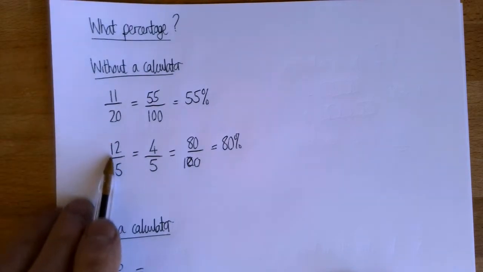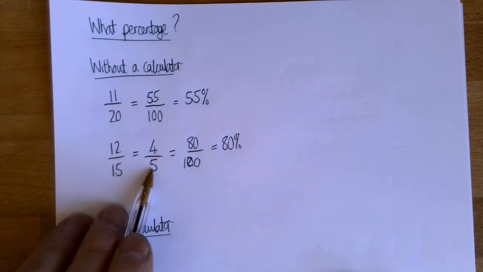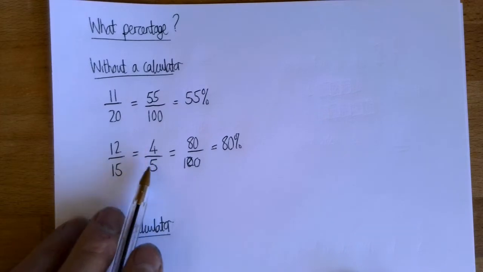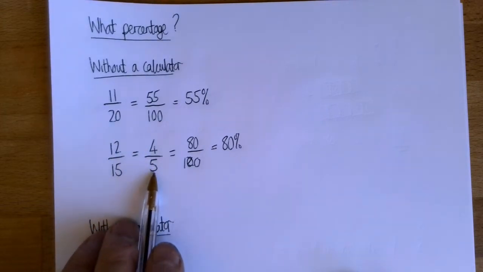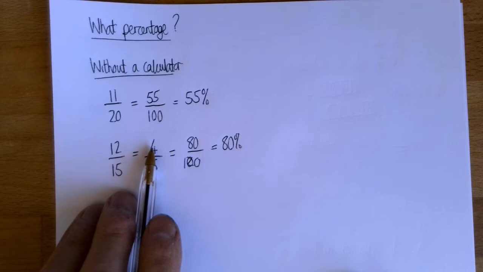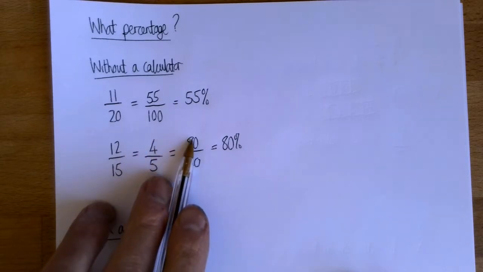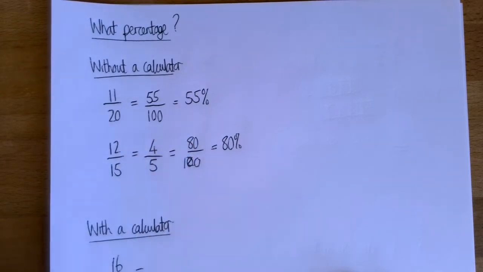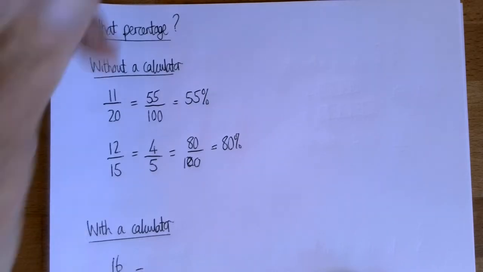So let me go through that again. I spotted that both of these can be divided by 3. So I divided by 3. That's cancelling to give me 4/5. I then noted that 5 times 20 is 100. So I just had to multiply the top by 20 as well. 4 times 20 is 80. So it's 80%. Easy peasy.